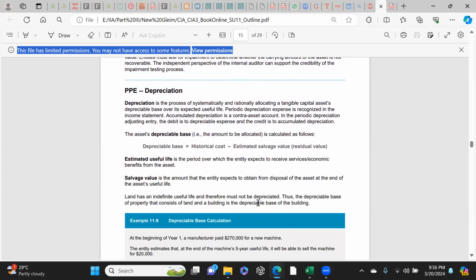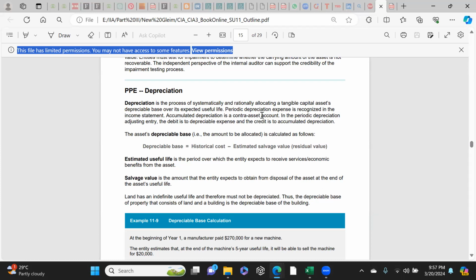Now we look at depreciation. Depreciation is the process of systematically and rationally allocating the tangible asset's depreciable base over its expected useful life. The depreciable base is your initial cost plus the installation, all those values added together. How that is going to be absorbed over the useful life is what you mean by depreciation. Periodic depreciation expense is recognized in the income statement. Obviously, when there's depreciation, it is charged to the income statement. Take it out from the asset and put it in the income statement.